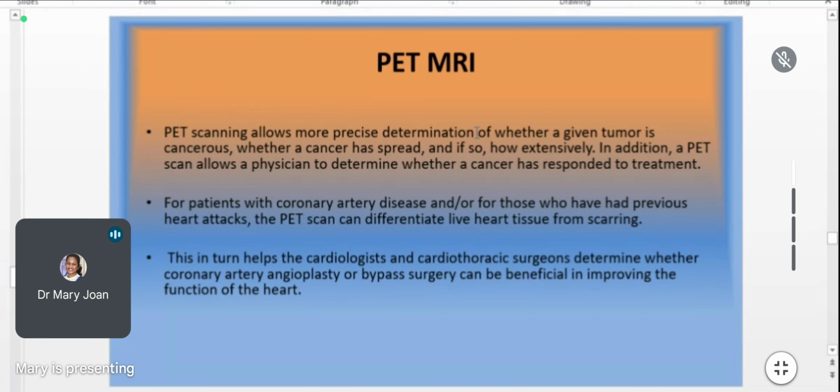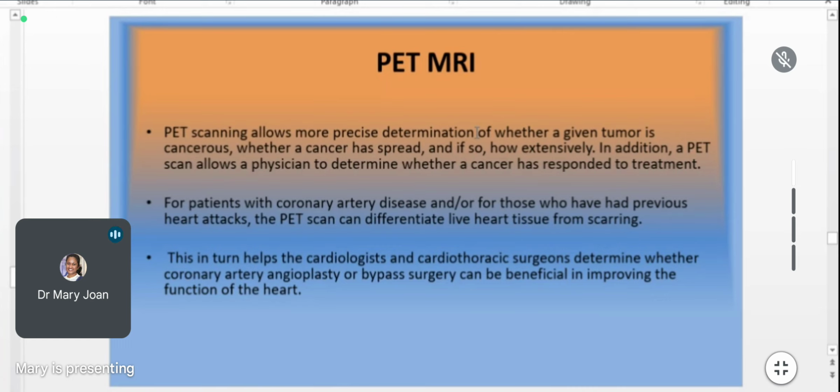And if there is more blood supply than normal, that also we will be able to identify. If the cell turnover is more, that also you will be able to understand. So it is real functional level information, and this information also can be attained at the very early stages, before the changes bring in any physically observable signs and symptoms on the person. So this helps the cardiologists and cardiac thoracic surgeons to determine whether coronary artery angioplasty or bypass surgery can be beneficial in improving the function of the heart.